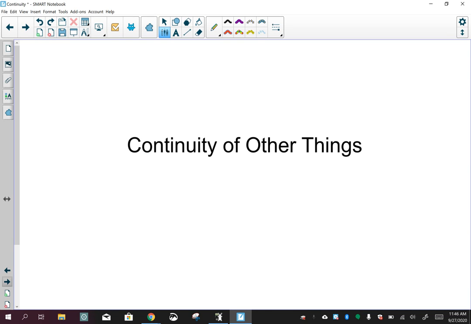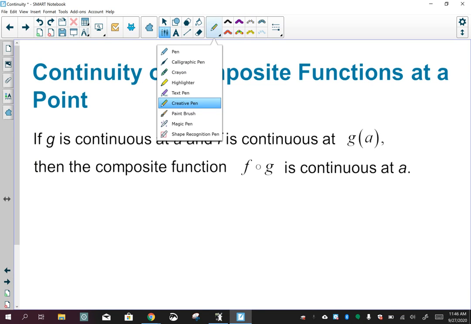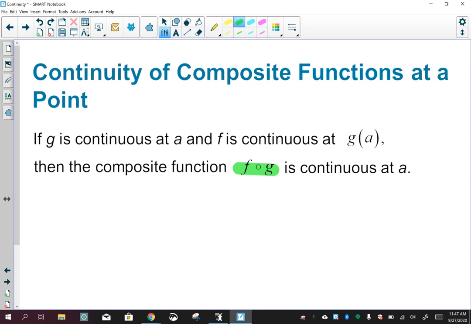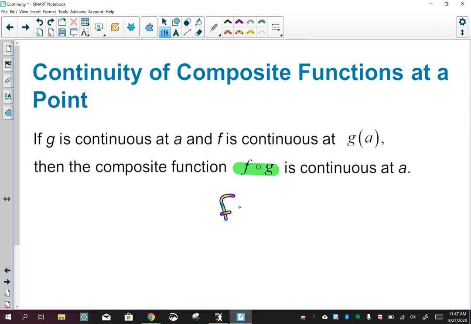All right. So let's talk about continuity of other things, because there are a few things out there where things are not continuous or they are continuous that are big, but not big enough to host a whole entire talk about. So let's take a look at it. Continuity of a composite function at a specific point. So if you have a composite function, that is f of g, and when you're actually writing this out, it looks like f of g of x.